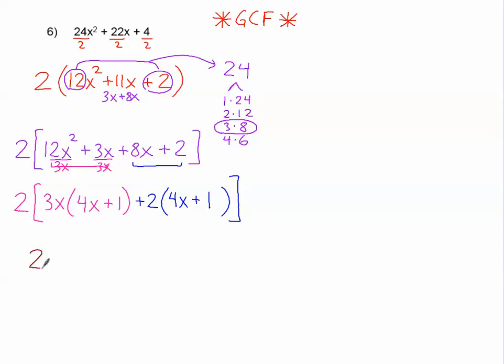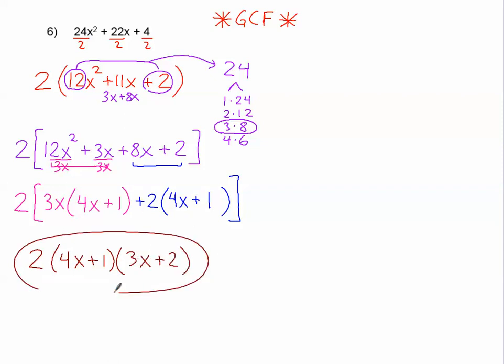The 2 is going to be the first thing I write. My set of parentheses, 4x plus 1. And then my 3x plus 2 will be in the other set of parentheses. So there are a bunch of trinomials that we just factored using the grouping method. I encourage you to watch this video, and I'll see you in class. We'll practice this some more.